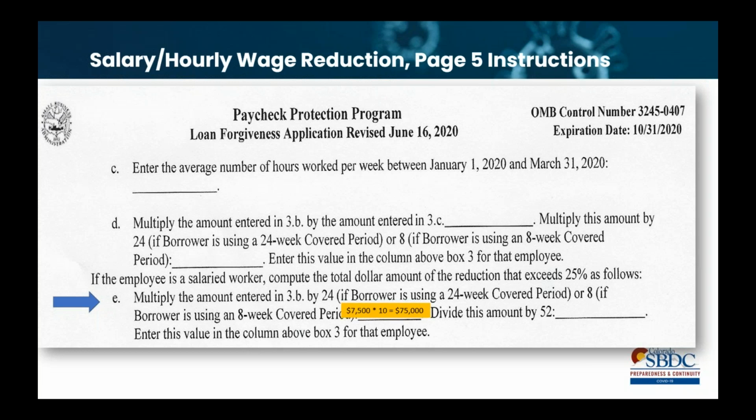For Bob, this calculation would yield a reduction in forgiveness of $1,442. Note that the amount of forgiveness we will lose will be impacted by both the severity of Bob's pay cut, but also by the length or duration of our covered period.